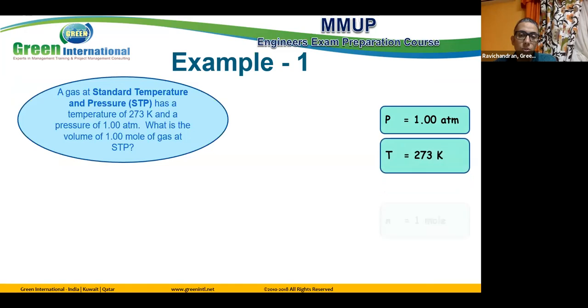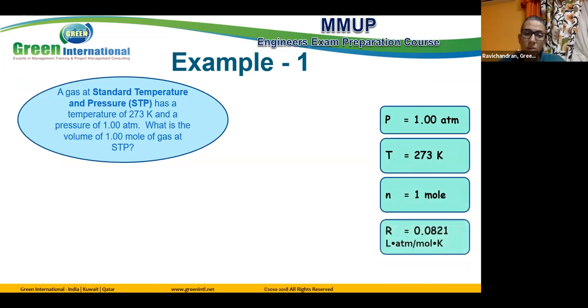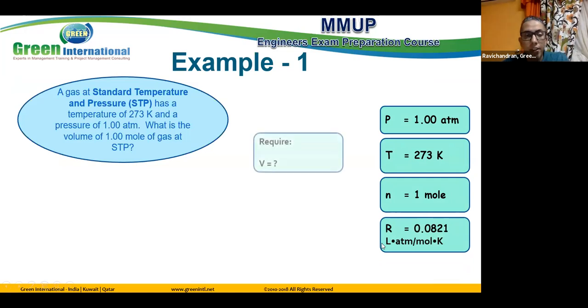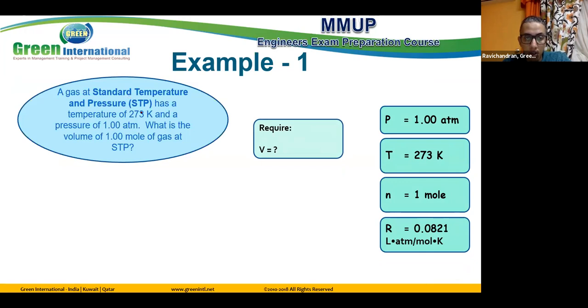Simple questions for gas, the ideal gas equation, just to apply simple equations for that. Here, as you see, we have gas at standard pressure and temperature, STP, meaning standard temperature and pressure. And we have temperature 273 Kelvin and pressure 1 atmosphere. What is the volume for 1 mole of gas?